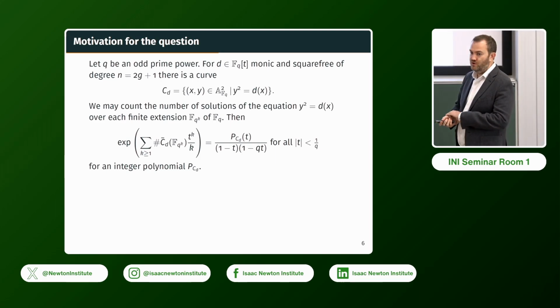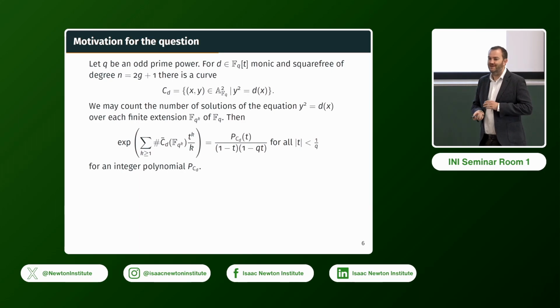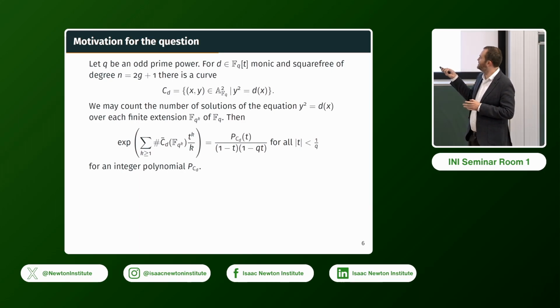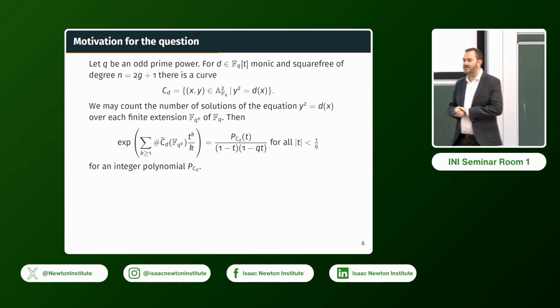What is this C_D bar with a bar on top? Okay, so there's one small thing that I was hoping not to have to talk about, which is that here I've described an affine curve. It's an affine curve, and I should ask this question for its projective completion. Yeah?